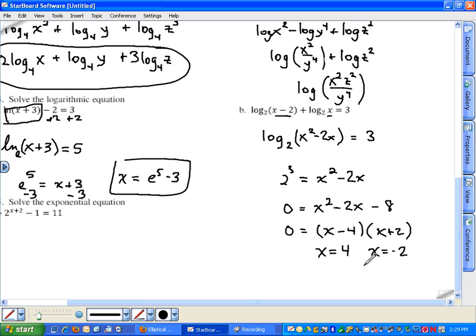Now, a critical mistake here is to forget the domain of a logarithm. The domain of a logarithm is numbers greater than 0. When you plug a number into a logarithmic function, that can't result in a negative number. So for example, if I took the negative 2 and plugged it in for this x, you can't take the logarithm of a negative number. That's impossible because it's not in the domain. So negative 2 is actually an extraneous solution. X equals 4 is the only solution to this.